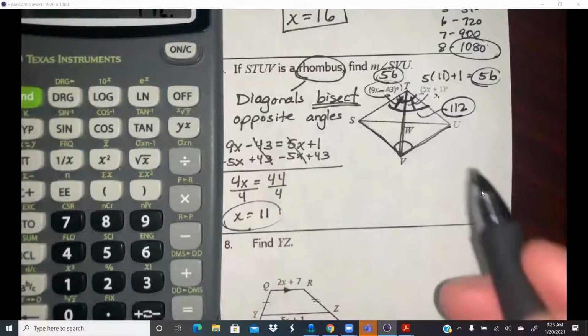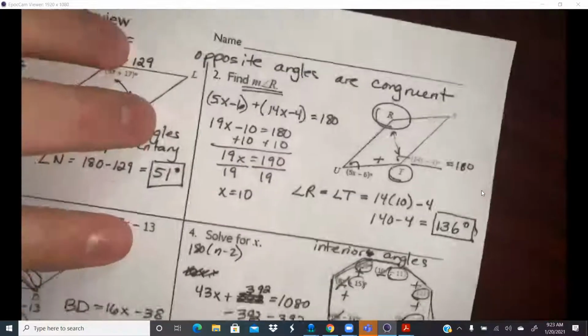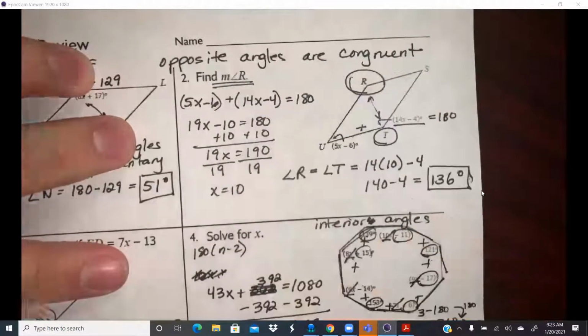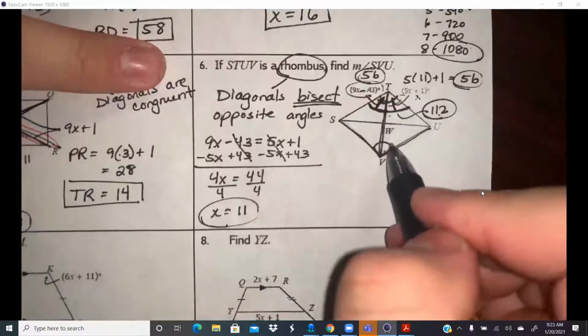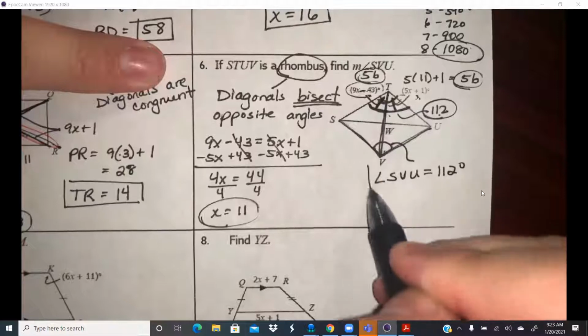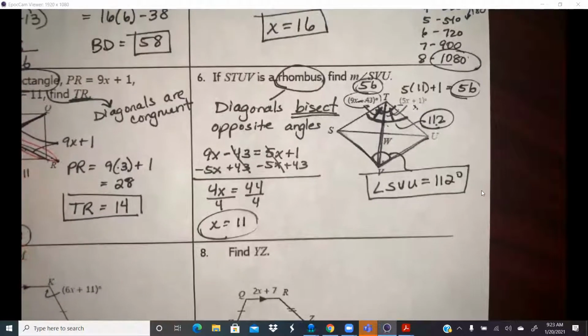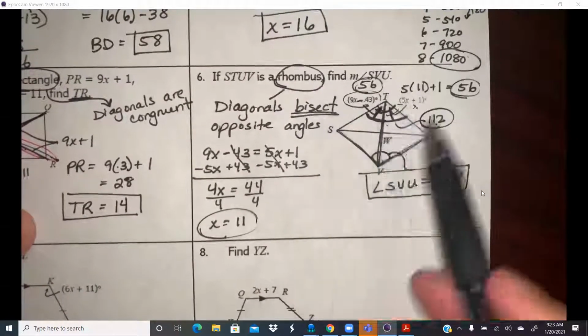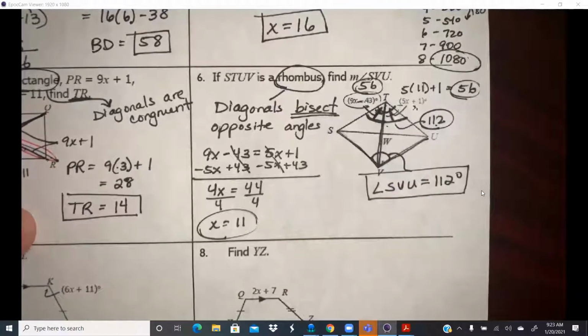All right? And what they're asking for is the opposite angle. And didn't we establish earlier that opposite angles are congruent? So if I know that this entire angle is 112 degrees, that means that angle SVU is also 112 degrees. And that's what's going to happen a lot with the FSA. They're going to make sure that you do all the work for one area of the parallelogram, but you have to know the properties of all parallelograms to answer other parts of the parallelogram.